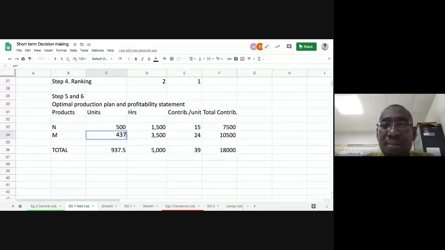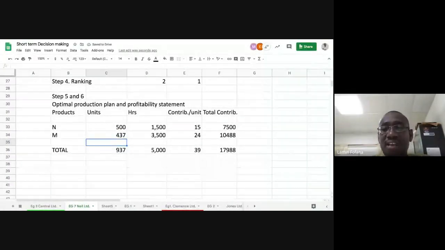Okay, the 437, and then that will give us our 10488. Like I said, we cannot say 437.5 or 438. We cannot take it up because we are talking about production units. The calculation gives us 437.5, but 0.5 is not complete. So what is complete is 437.